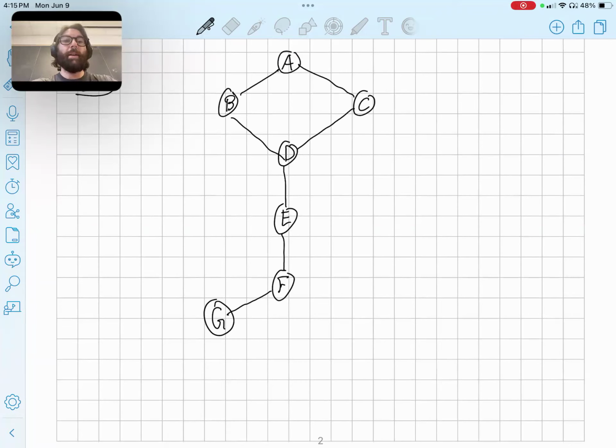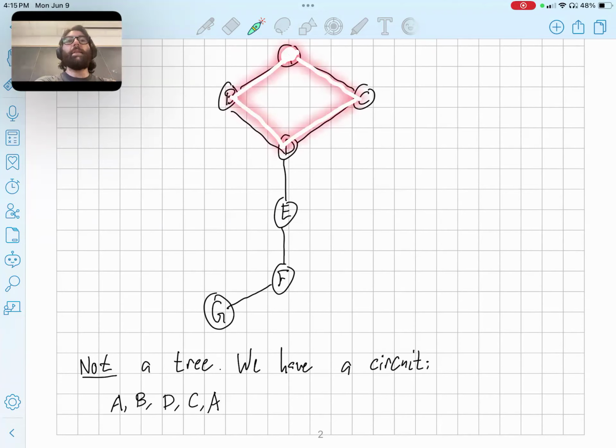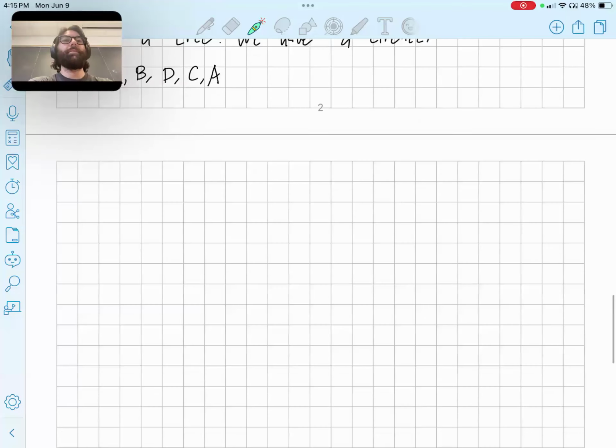Okay, hopefully you thought about it. This is not a tree. Why isn't this a tree? Well, we have a circuit, namely A, B, D, C, A. If I start at A, I can go over to B, to D, to C, and then back to A. I've not repeated any edges, and this is certainly a walk, and I started and stopped at the same place. This is a circuit. So this graph has a circuit, so it's not a tree.